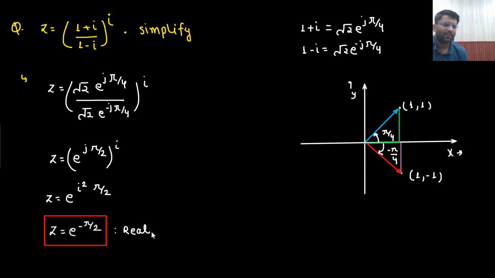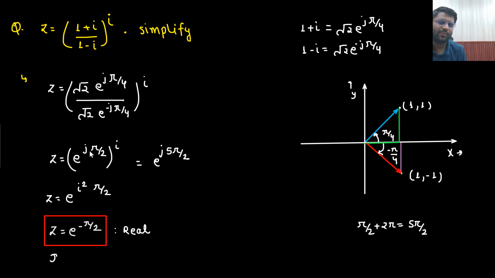Understandable? But now I am asking you, is it the only possible value of z? Like, can this question ever come in a numerical answer type? This question can never be asked in numerical answer type. Why is that so? Because here I have written e to the power j pi by 2. Can I write this as e to the power j 5 pi by 2 as well? Say yes or no. Yes, sir. Why is that so? Because pi by 2 plus 2 pi is nothing but 5 pi by 2. So both are the same thing only.